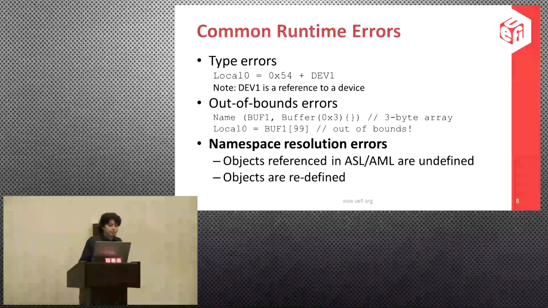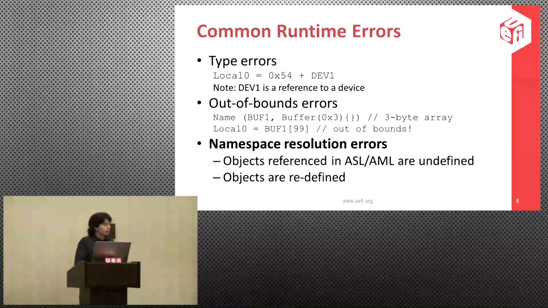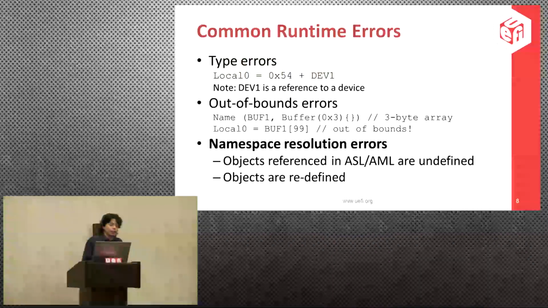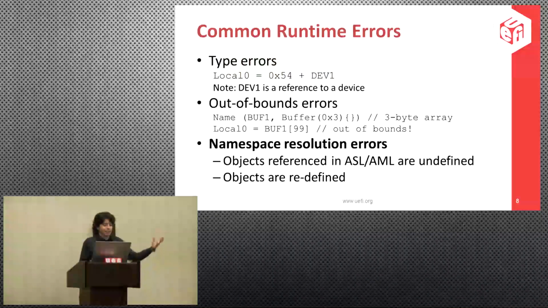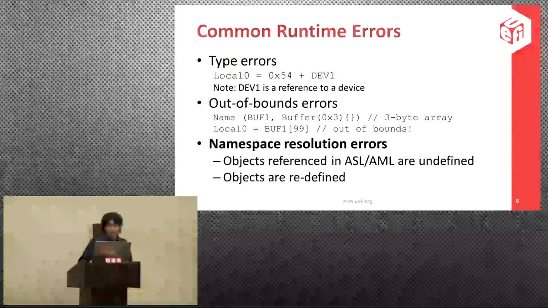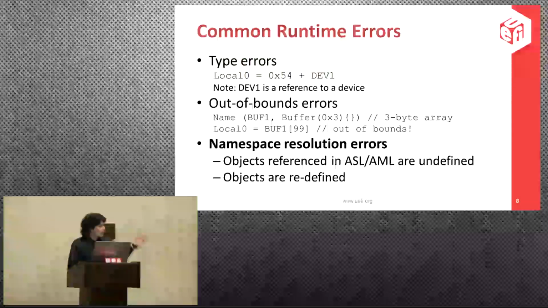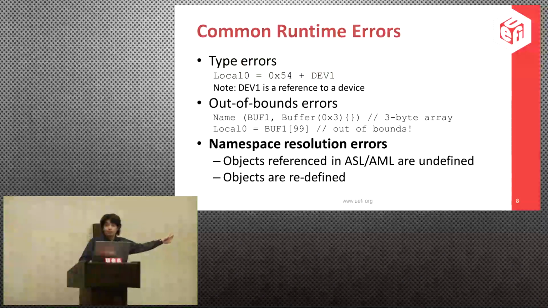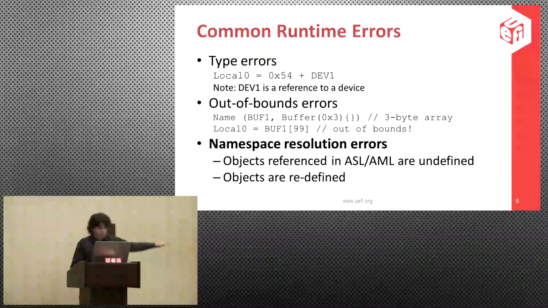So, what are some of the common runtime errors? One type are called type errors. For example, if we try to add an integer to this thing called the device object, it doesn't really make sense, and this is not allowed by the ACPI specification and will result in a runtime error. Now, this particular line of code is actually caught by a compiler, but this is more of a simpler example.